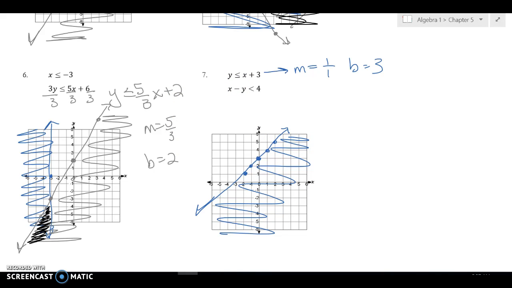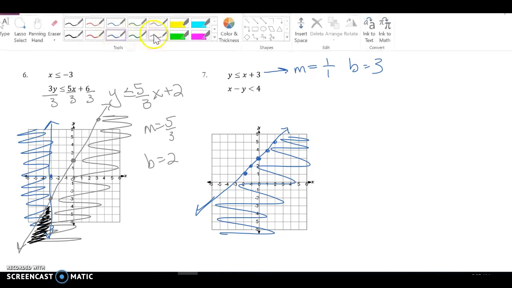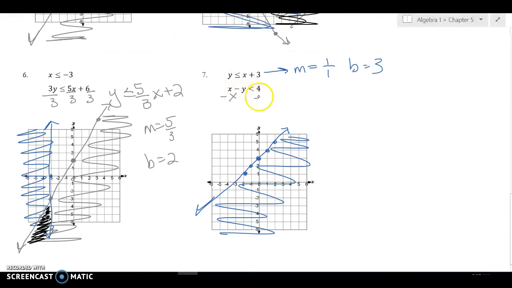And then let's take care of the last one. For the last one, the first thing I have to do is move the x. And don't forget I have a negative y. I don't just have a y, so it's negative y is less than negative x plus 4. Well, that's a negative 1, so I'm going to divide by negative 1. And so I get 1x minus 4. And here's the thing, I divided by a negative, so I have to flip that inequality. So that's the one that I care about.